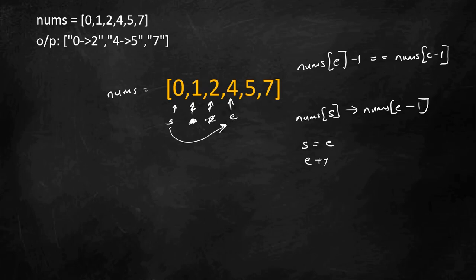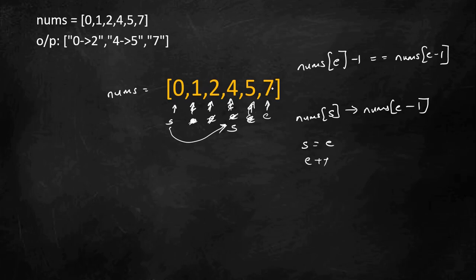Okay, so my start will now be here, end index I can increment to here, and again I can do the same check. Okay, so nums of e is 5, 5 minus 1 is 4, which is the same as my previous index value 4. So I can again increment my end index, that is the end pointer.